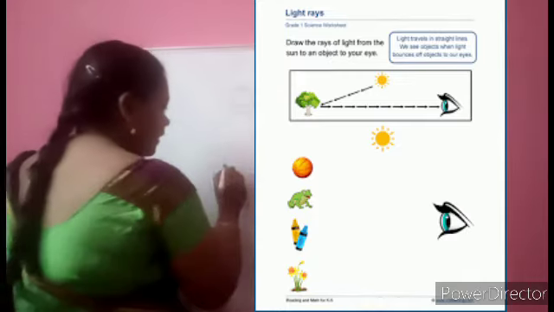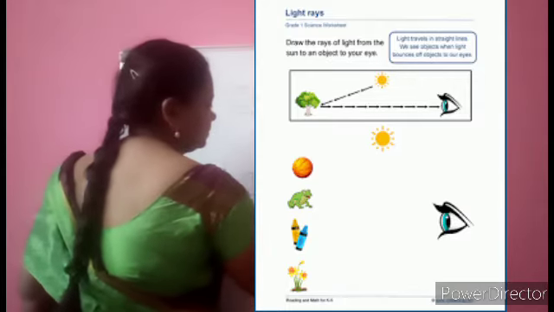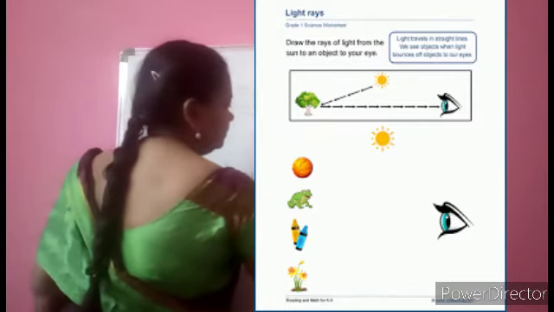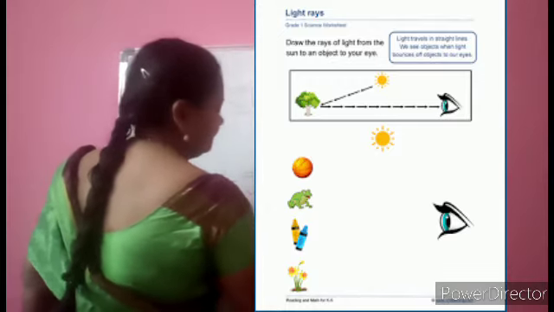Very good. Light travels in a straight line.